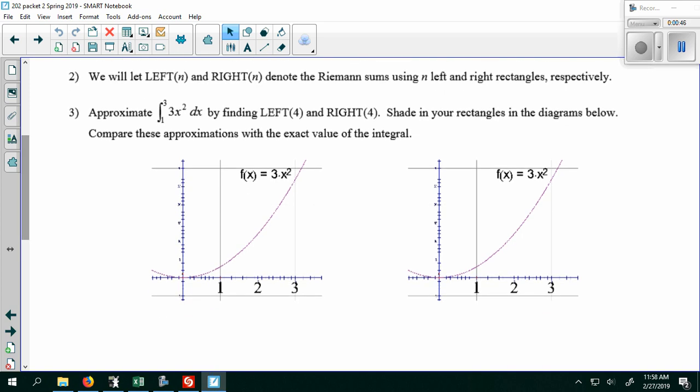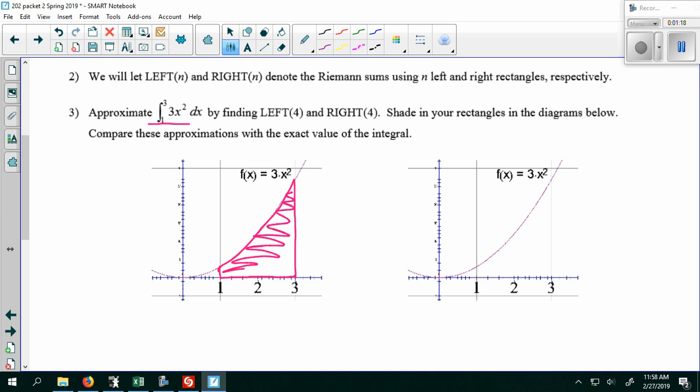So we're going to let left n and right n denote the Riemann sums using n left and right rectangles respectively. We want to approximate the integral from 1 to 3 of 3x squared dx by using left 4 and right 4. We'll shade in some rectangles in these diagrams. So let's first just remember what this means. The integral from 1 to 3 of 3x squared is the area under the curve from 1 to 3. So we're trying to estimate this exact area.